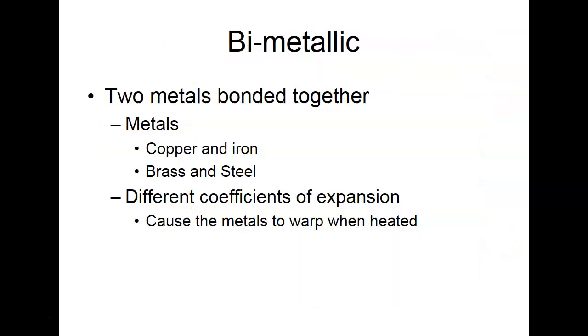So the first temperature sensor we'll look at is called bimetallic strips. What we do is we bond two metals together. I use a copper and iron or brass to get steel. And metals expand. When I took a physics class, it was a mechanical physics, and one of the things that we did was measure how much metals expand. We had a steam chamber that we put the metals in and exposed them to measure the temperature.